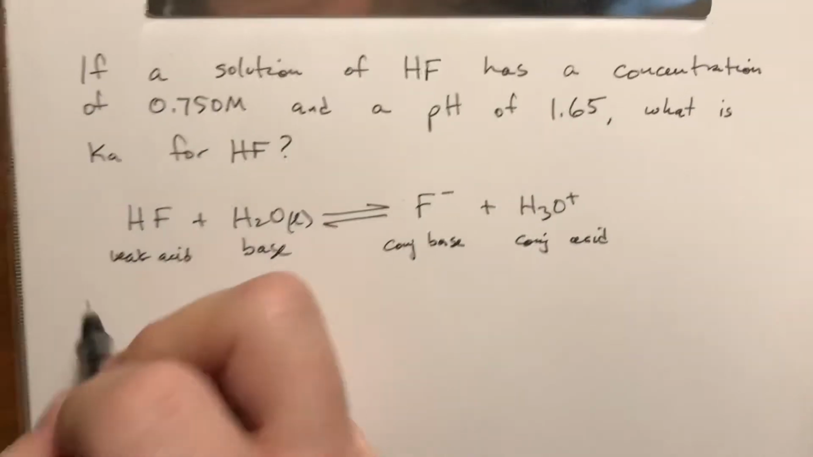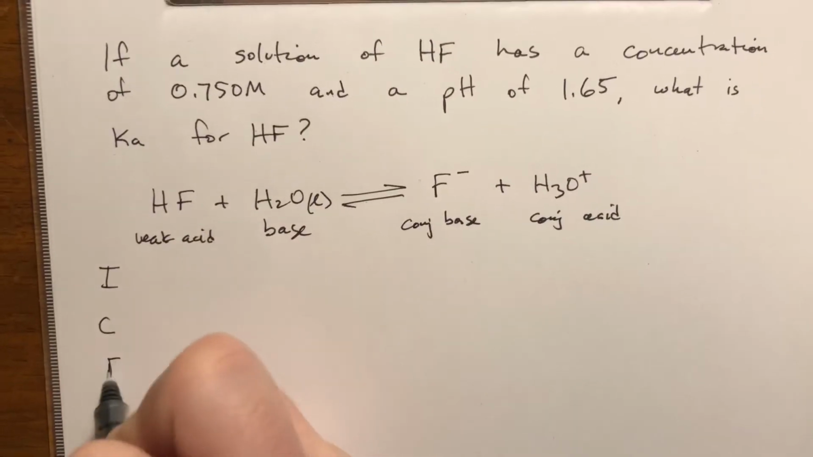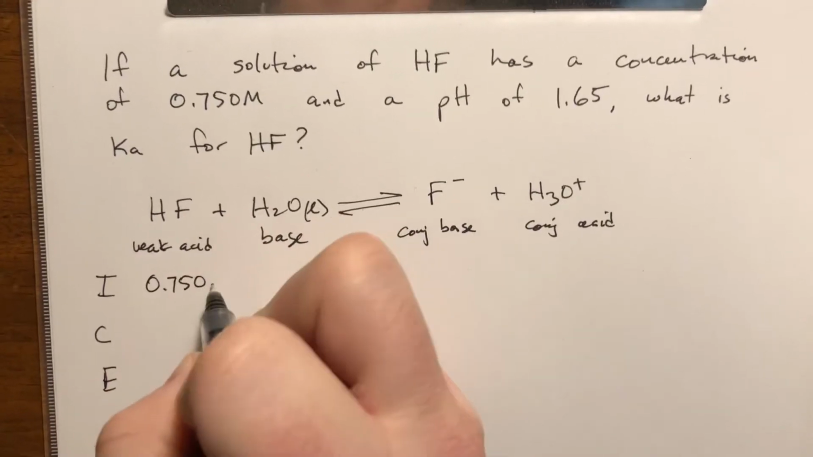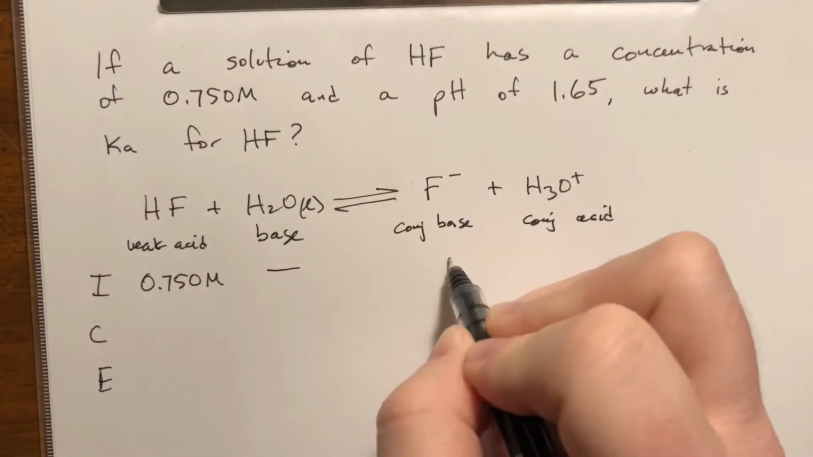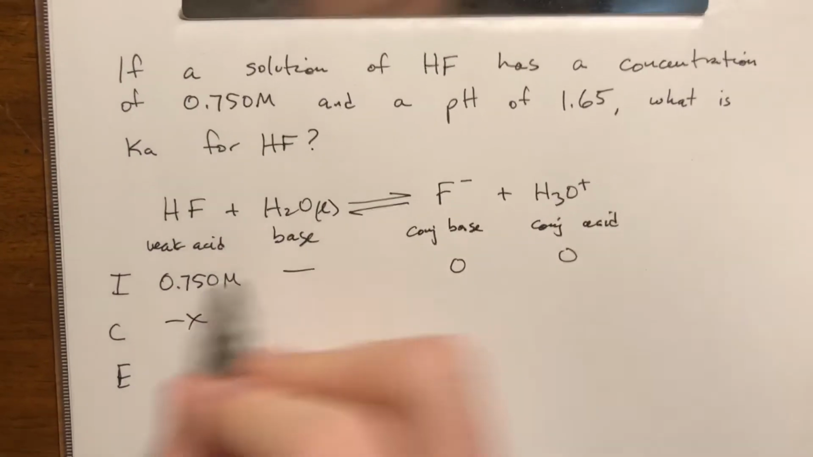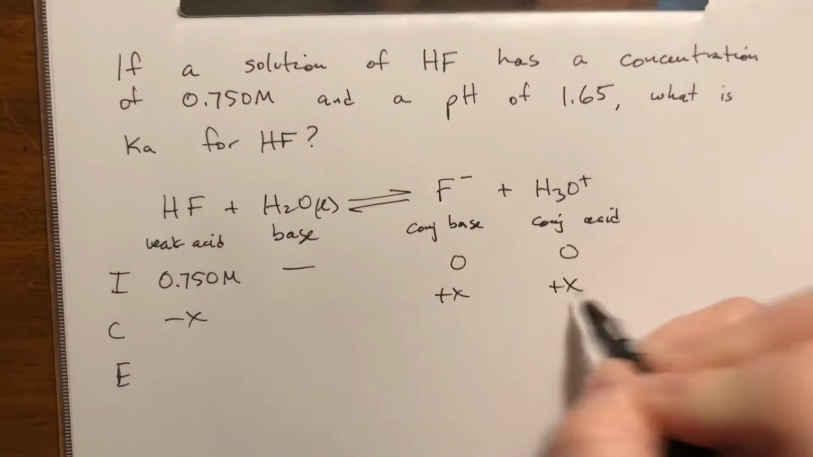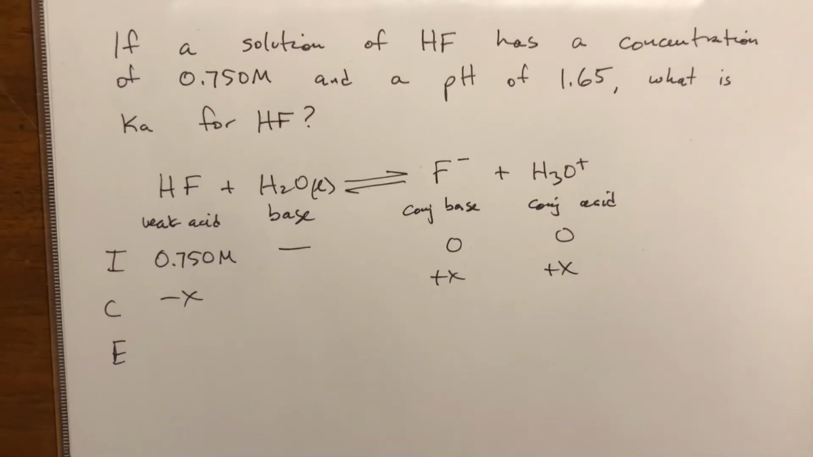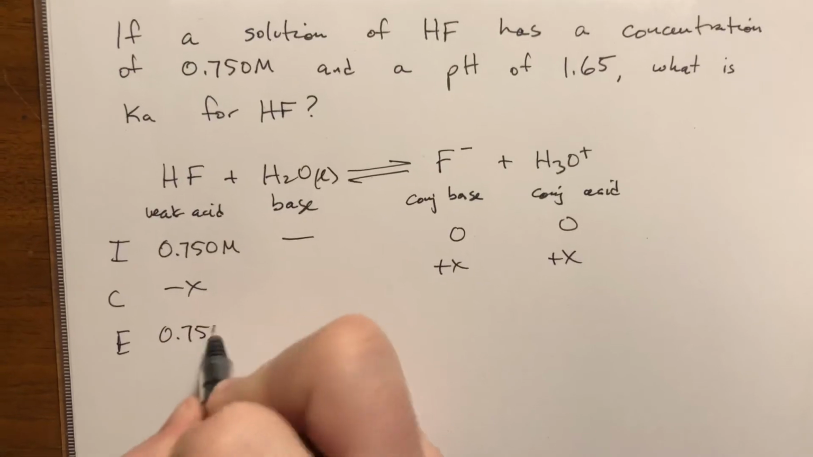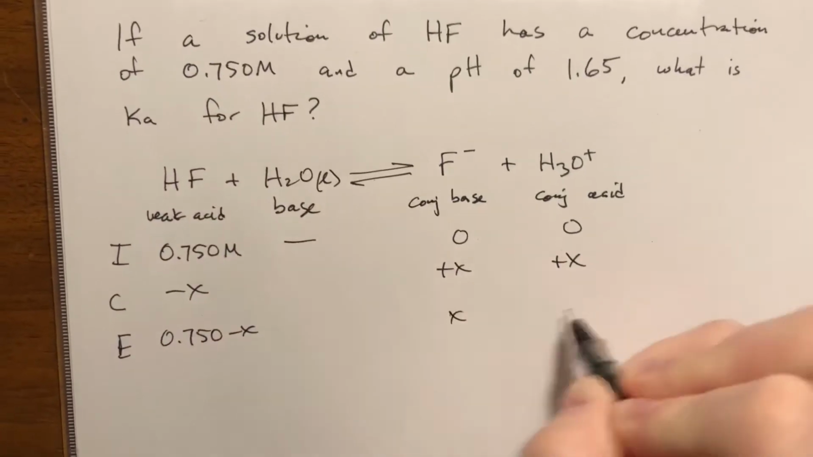Okay. ICE method. The initial concentration is 0.750 molar. We don't care about that, and this is 0, and this is 0. This is going to decrease by some amount. This is going to increase by the same amount. Honestly, we don't know these numbers yet. So basically, this is 0.750 minus x. This is x, and this is x.